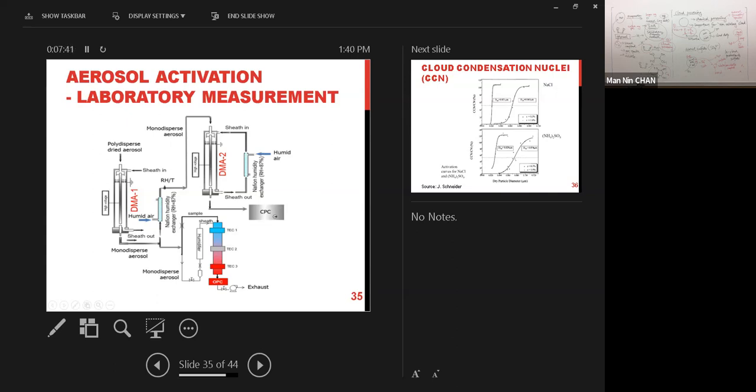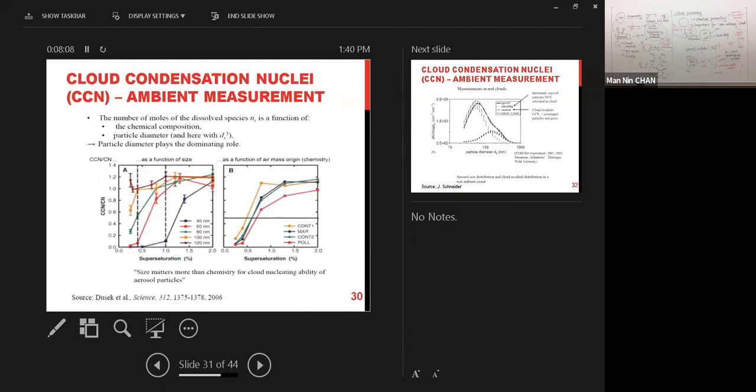One, this DMA tool will give you the number concentration. That means how many aerosols you fit into your CPC or your CCN measurement instrument. And then this CCN measurement instrument also tells you how many aerosols are being activated, right? So therefore, using this information, we can determine the fraction of the aerosol that can be activated. So therefore, you will have a graph like this.